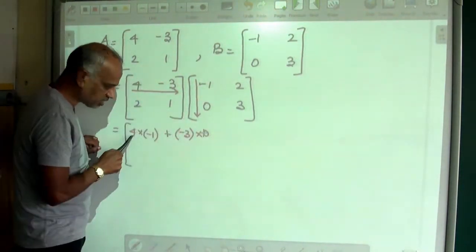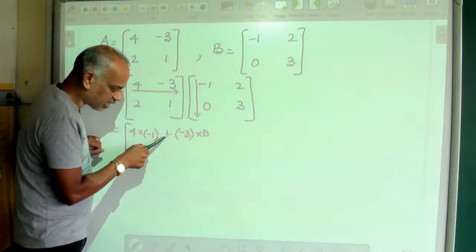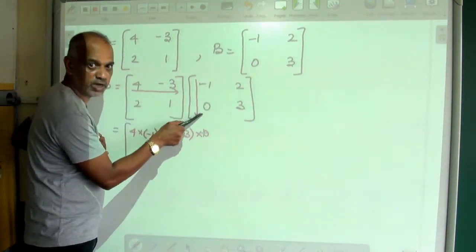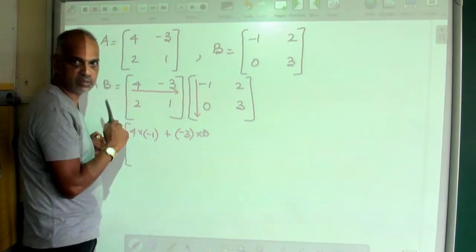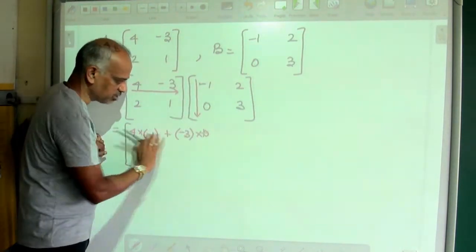Once more, 4 with minus 1, that is here. And you put a plus sign in between and multiply the second ones, that is minus 3 with 0. So first row with first column is done.